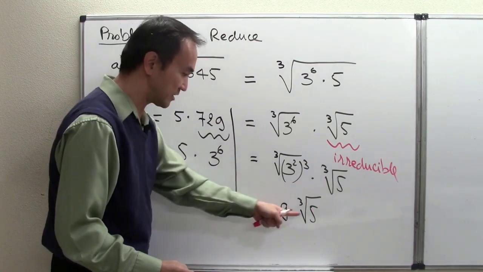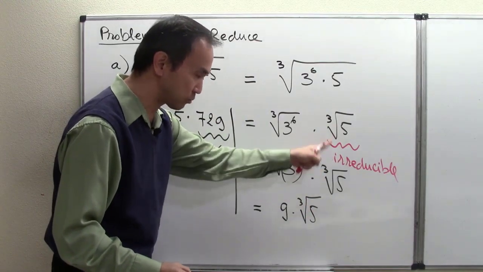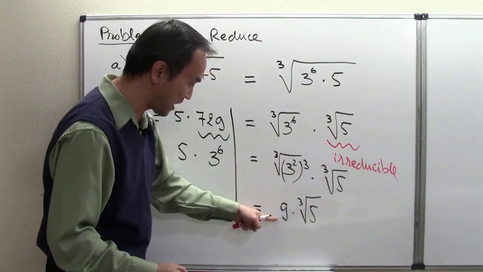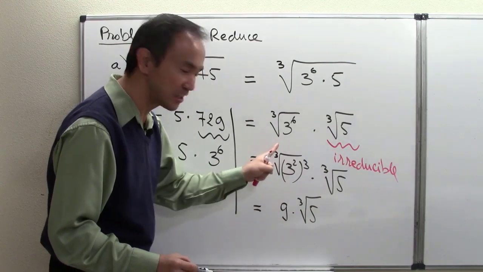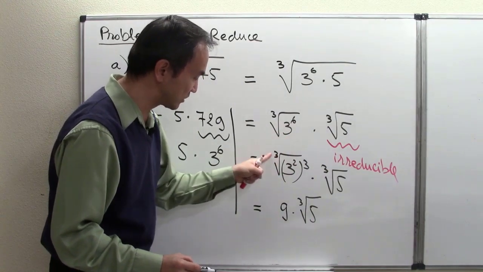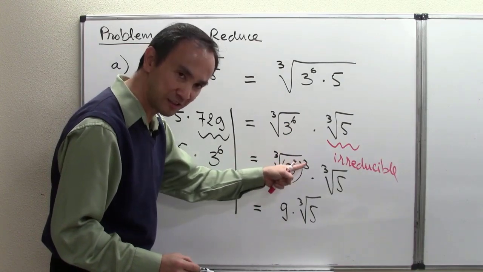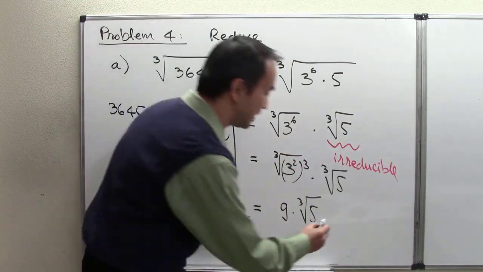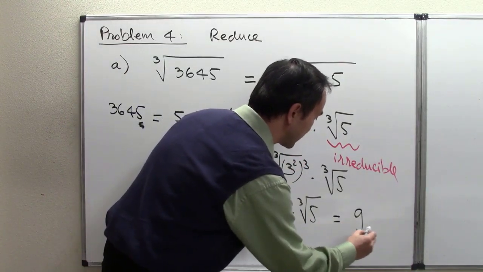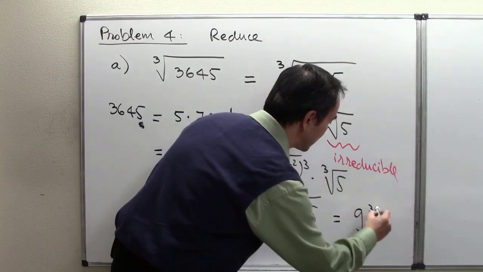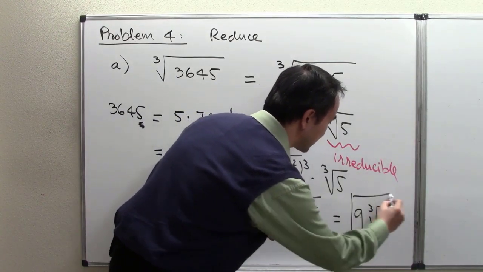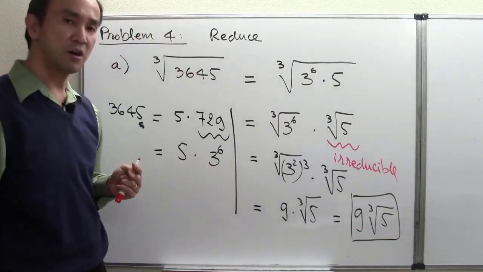Our answer here, since the cube root of 5 is already explained to be irreducible, and the 9 here is the final outcome of taking the cube root of 3 to the 6th, or taking the cube root of 3 squared, cubed, right there. So we came out with a 9. So our final answer here is expressed as 9 cube root of 5. And that's how we're doing this problem right here.